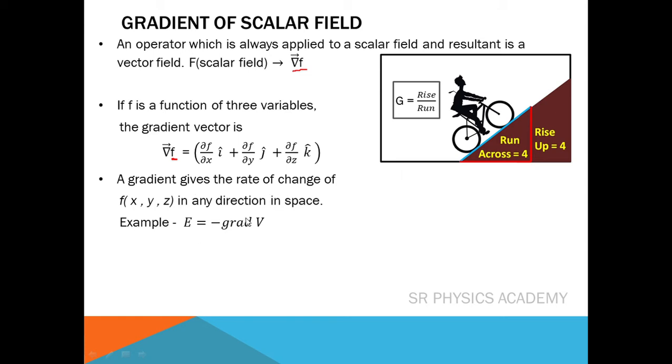If you take the example of the intensity of electric field, the electric field is a vector quantity. It is the gradient of potential V, and potential V is a scalar quantity, with the negative sign. The negative sign indicates that the direction of field intensity is opposite to the direction of increase of potential.